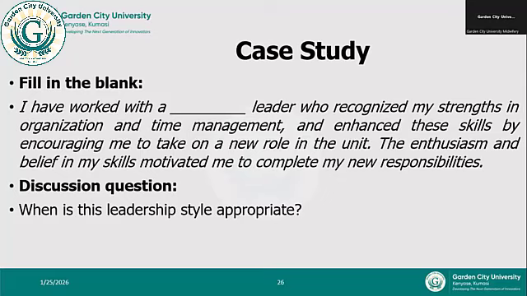Discussion question: when is this leadership style appropriate? So first of all, what type of leadership style is this? Put your answers in the comment section and then let me see.